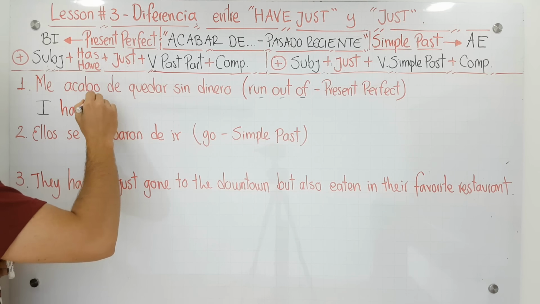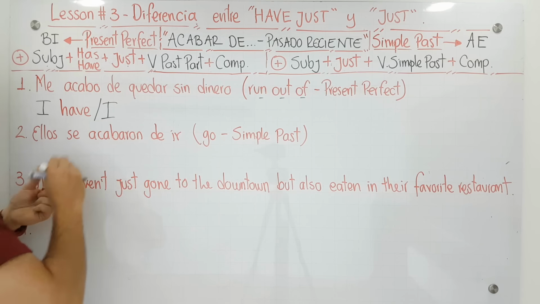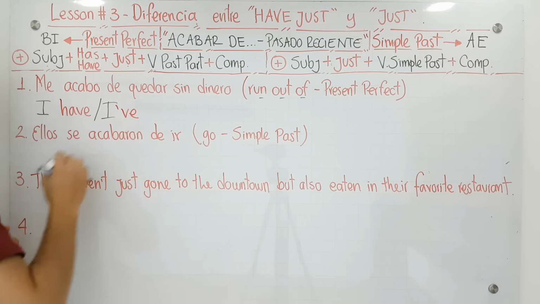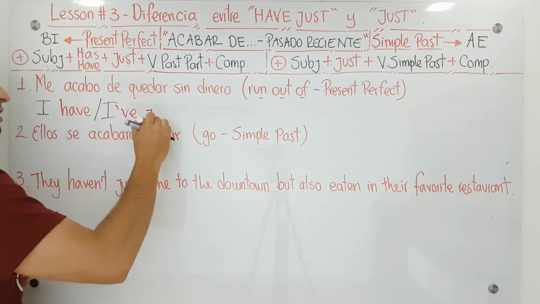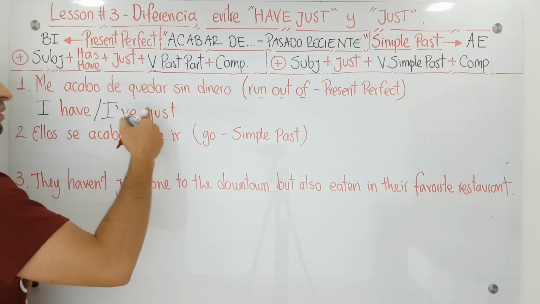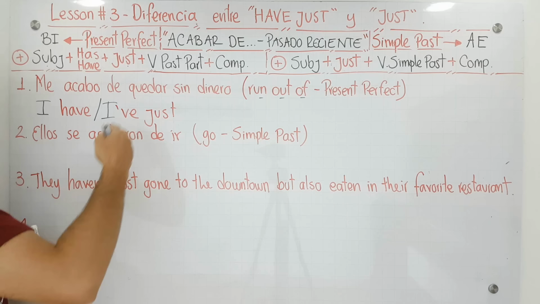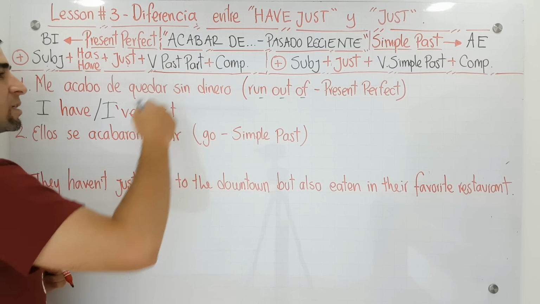And remember that you can use this in the short form too. Lo podemos hacer en la forma corta, like this, I've. Yes, this is common. And then follow just. You can say, I have just or I've just. No problem. Yes, I've just. Y luego, ¿qué viene? Verb in past participle form.